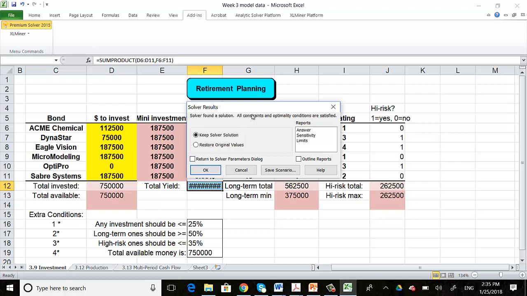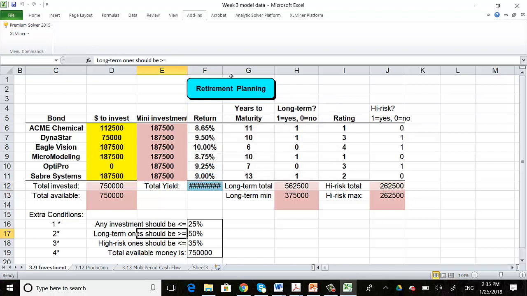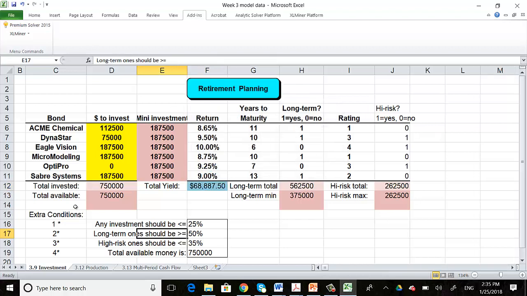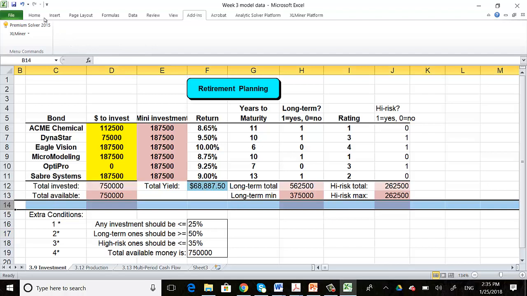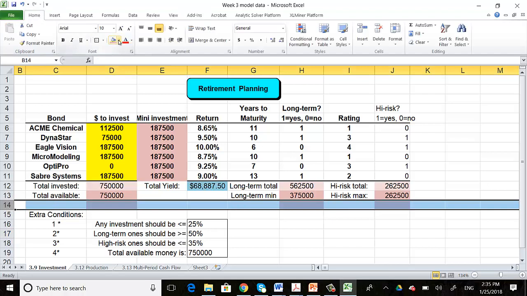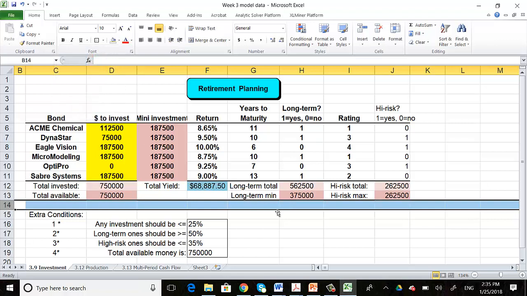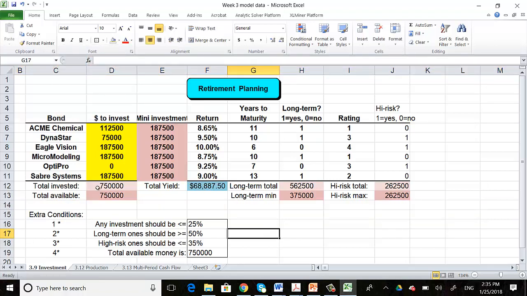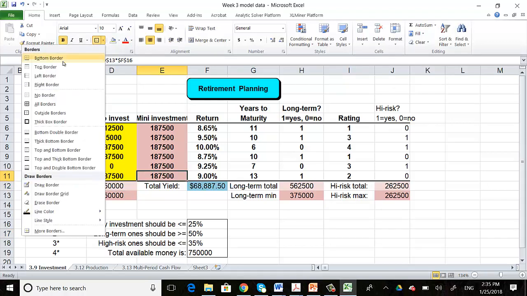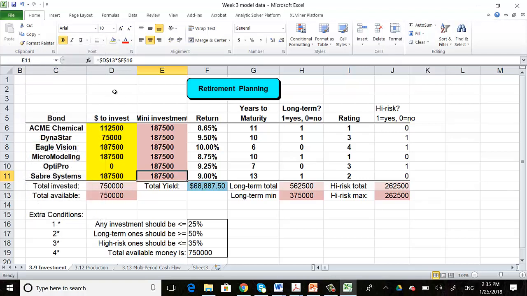Okay, it found a solution. All constraint and optimality conditions are satisfied. Got a negative means some error. Okay. Then once you're done, you can do some cosmetic work for your spreadsheet. If you have problems, Aaron and I will come take a look. You can do your cosmetic work, like put the borders.